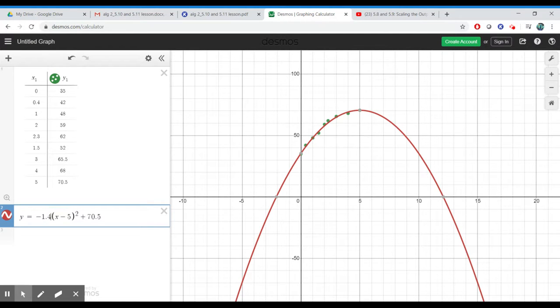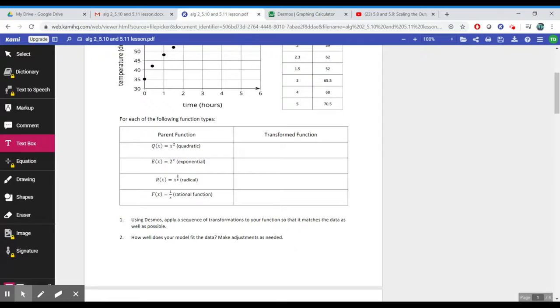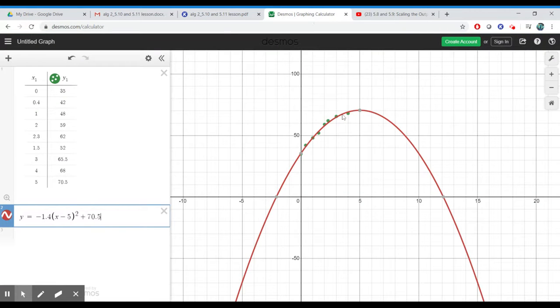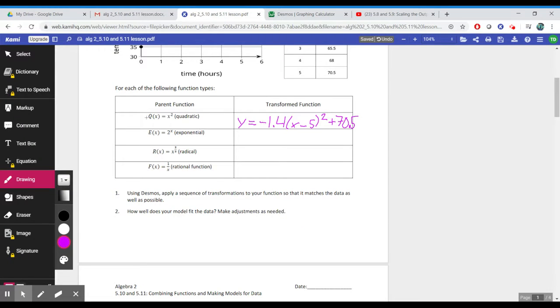So now that we know what our transformed equation is, I'm going to go ahead and copy this and then write the transformed equation over here where it's asking for us. Oh, that doesn't look very clean at all. Okay, I guess I'm just going to have to type it out again, which is no big deal. I'll be right back as soon as I have that typed out. And there it is written out. The equation that we found matches this data best by transforming our quadratic graph.